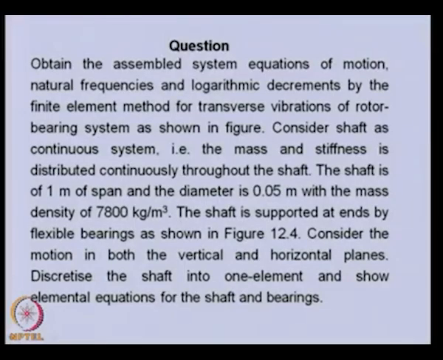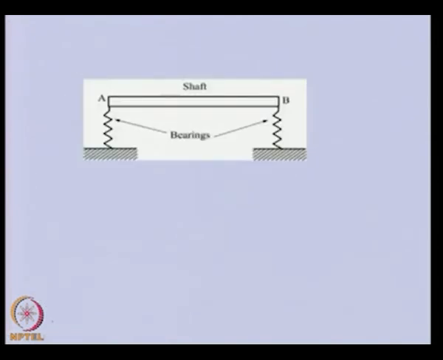As we have done in the previous case, the gyroscopic couple matrix we developed separately and we clubbed with the finite element original shaft elements. So, likewise we will be developing the equation of motion for the bearing separately, and then we will club with the elemental equation of the shaft. So, for this we are considering a simply supported shaft like this. This is a flexible shaft.